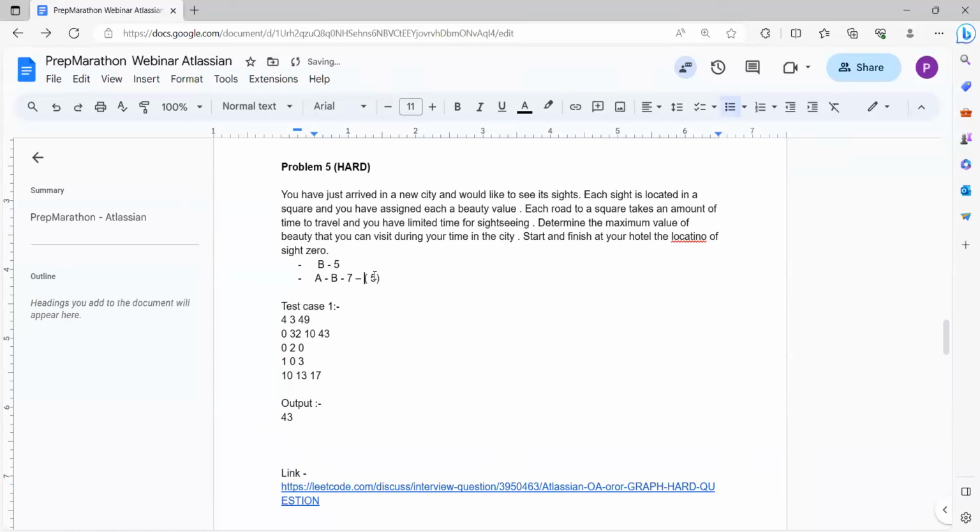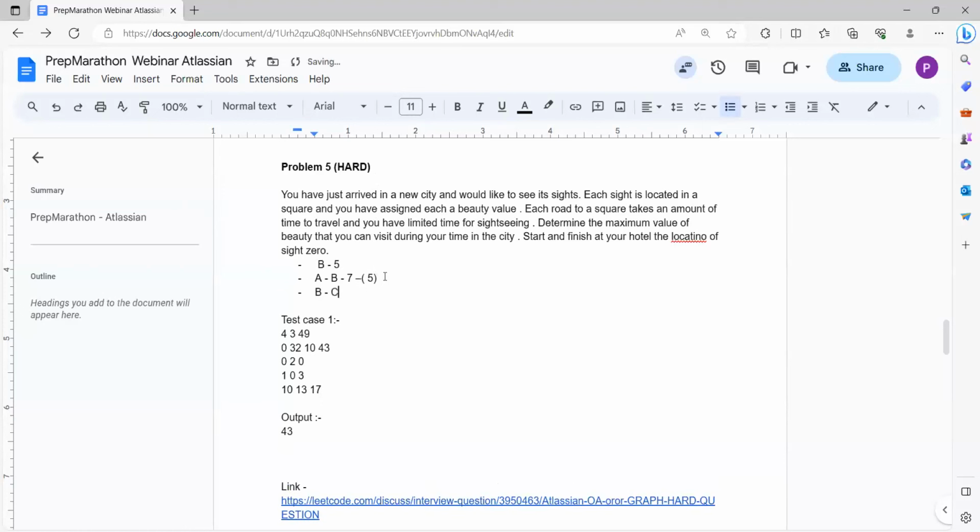Now from B, you try to go to C. So if I write something like this, the beauty of C, let us assume, is 4. So in this case, what will happen? The total beauty that you got is 5 plus 4, which is 9. From C, you are coming back now.